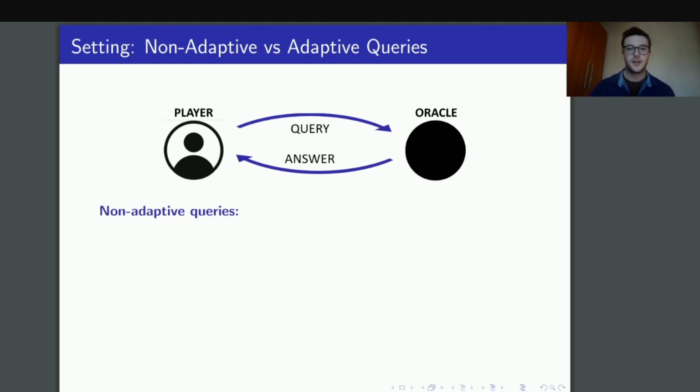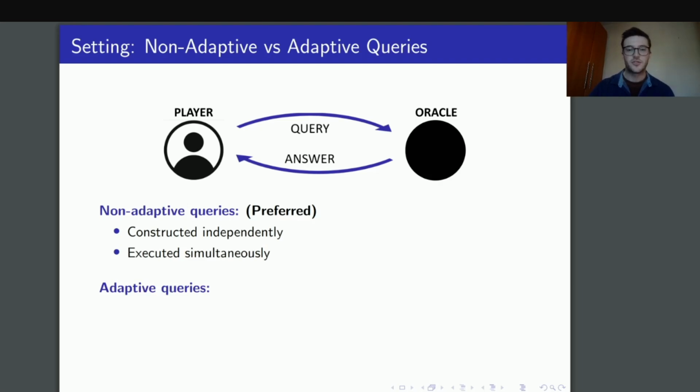And we can distinguish between two approaches the player might take with their queries. Non-adaptive queries consist of the player constructing all queries independently of any other query answer. This way, these queries can be executed simultaneously. We do not have to wait for the oracle to return an answer to construct our next query. And this is quite a preferable approach. Since they can be executed simultaneously, this admits straightforward parallel implementations of these algorithms.